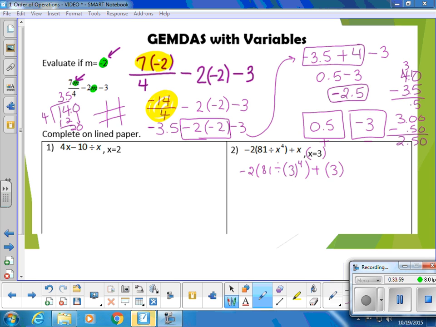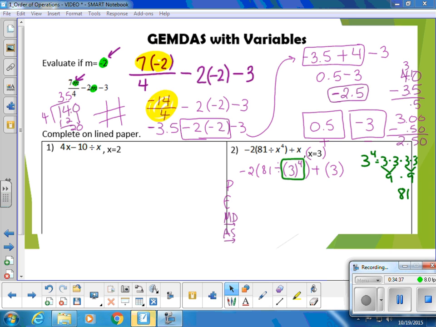Now we have to look at order of operations. My PEMDAS, what am I doing first? I have parentheses, but I also have exponents. So I remember I have to work order of operations within those parentheses. So I'm going to do 3 to the 4th, which means 3 times 3 times 3 times 3. Well, an easy way to remember this is 3 times 3 is 9. This 3 times 3 is 9. 9 times 9 is 81.